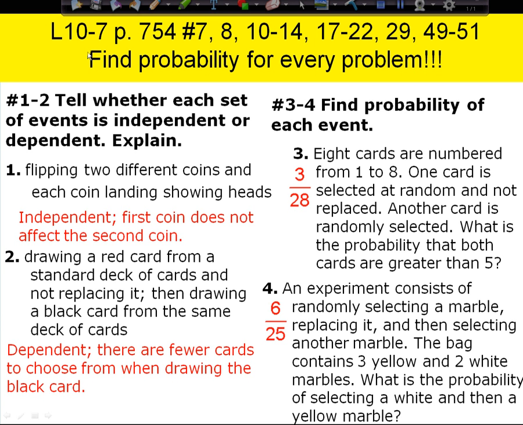It's 10-7, page 754. You're going to do number 7, 8, 10 through 14, 17 through 22, 29, 49 through 51. Notice it says find the probability for every problem. So that's going to be your assignment tomorrow in class, is to find the probability of each one of those problems.